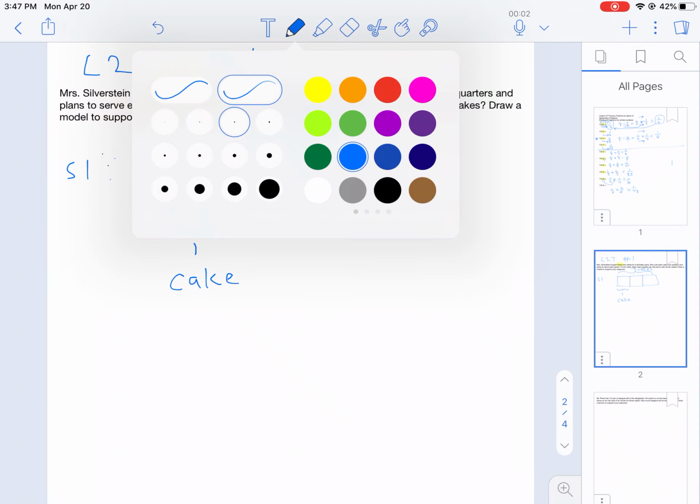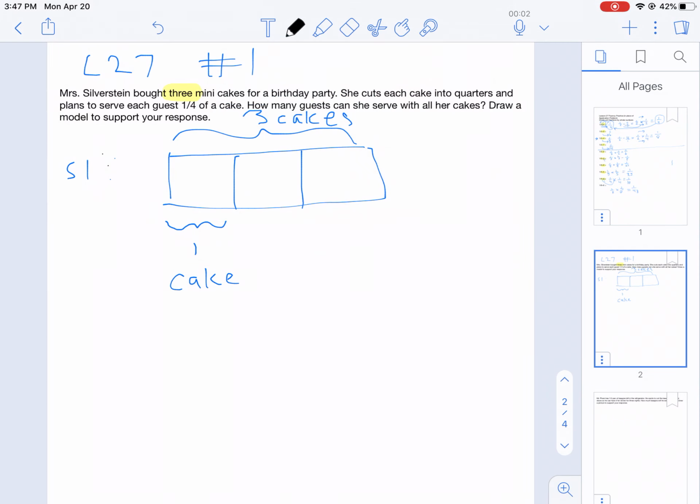So what we can do is cut each cake. Each cake is going to be cut into quarters. You got it. So each cake just got cut into quarters. So there's our other number that we need from the cubes method. Now, how many guests can she serve with all of her cakes?